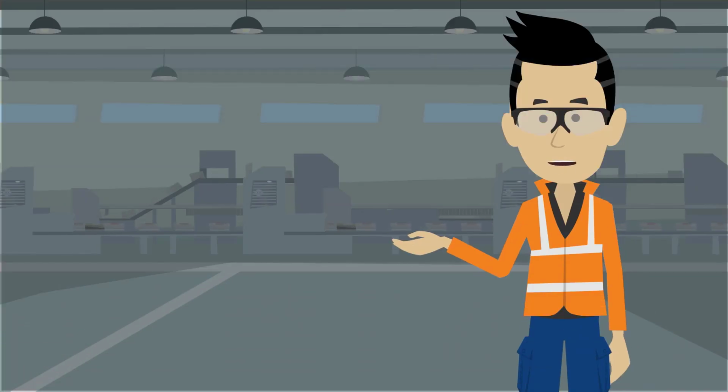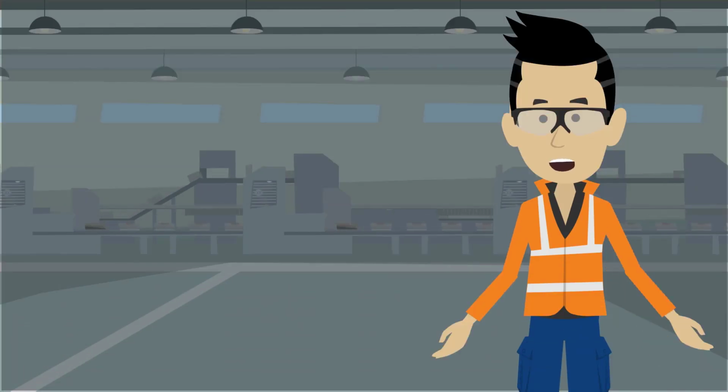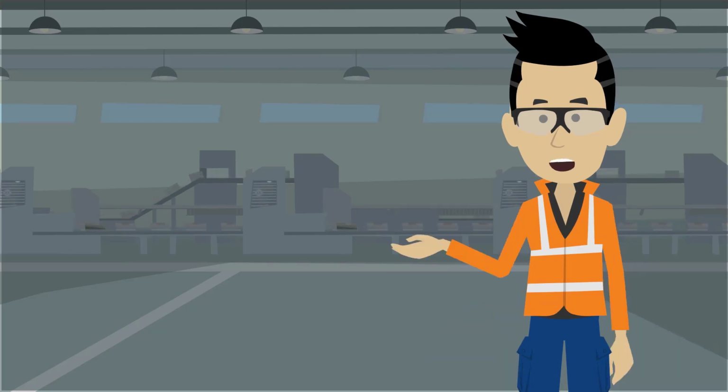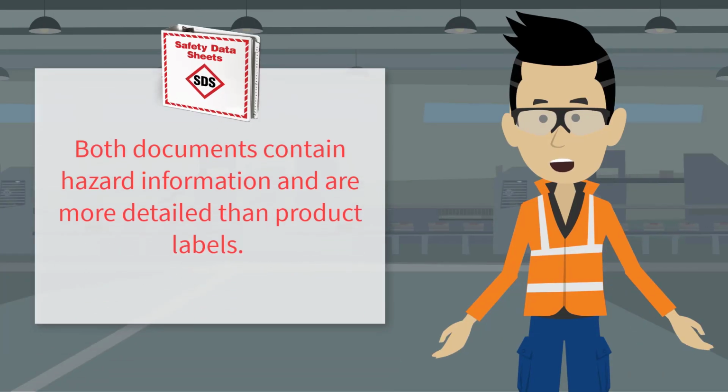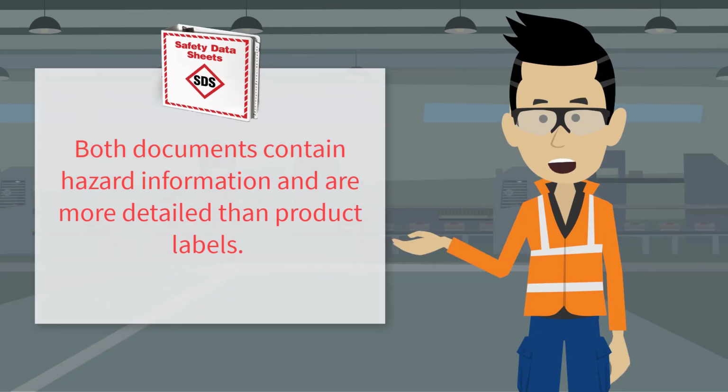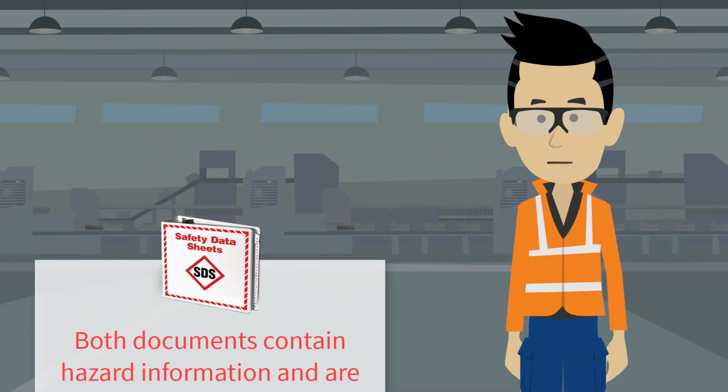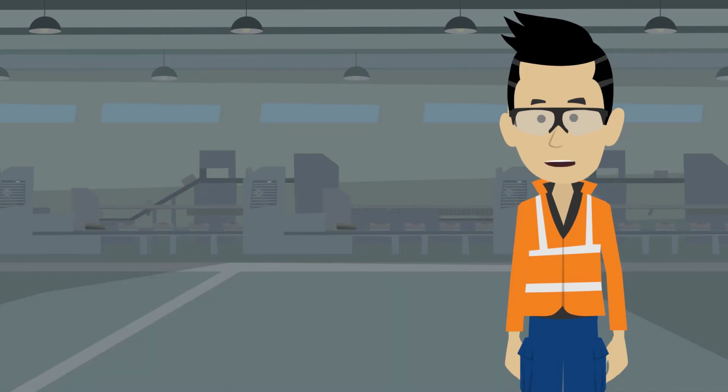Still, there are several similarities between the two types of documents. For instance, they are both typically written by product manufacturers and suppliers, but may be prepared by employers whenever products are created and used exclusively in the workplace. Similarly, both documents contain hazard information and are more detailed than product labels. More importantly, both documents are resources and guides for workers and workplaces and help with identification of hazards and promoting precautionary measures when dealing with various products.